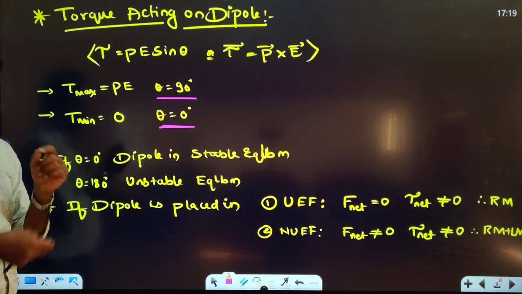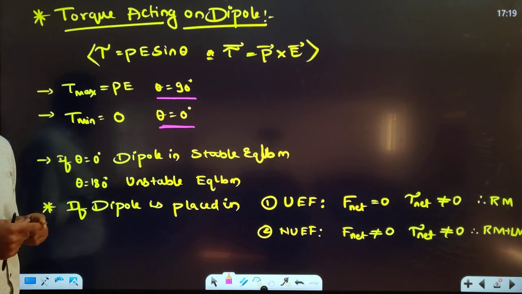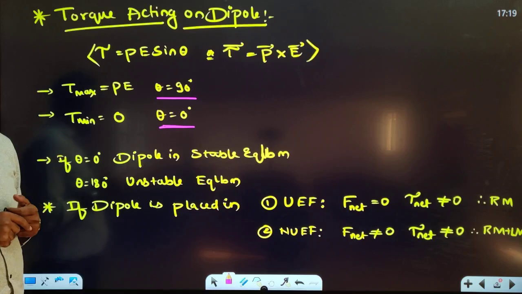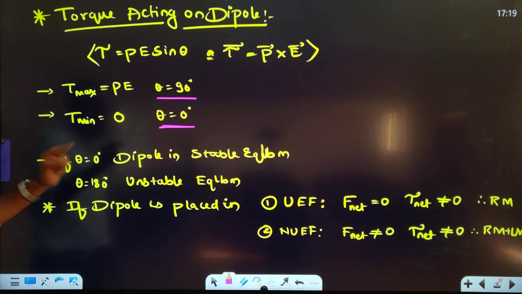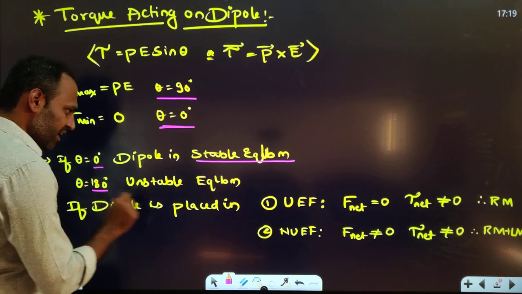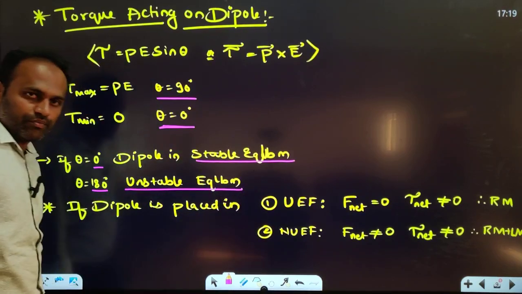Stable equilibrium means even if you disturb it, it comes back to its original state. Unstable equilibrium means after disturbing it, it will not come back to its original state. So if theta is equal to 0 degrees, the dipole will be in stable equilibrium. If theta is equal to 180 degrees, the dipole will be in unstable equilibrium, correct?